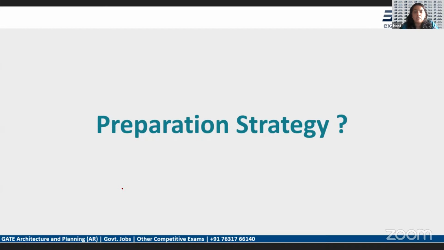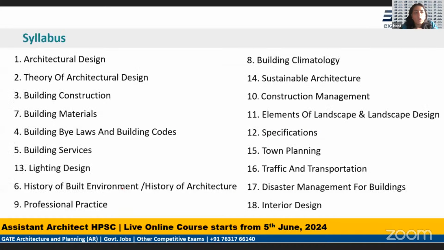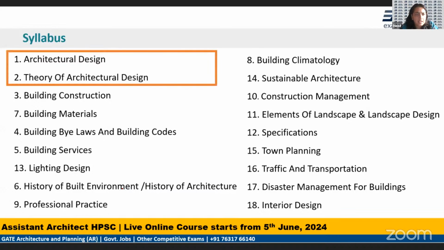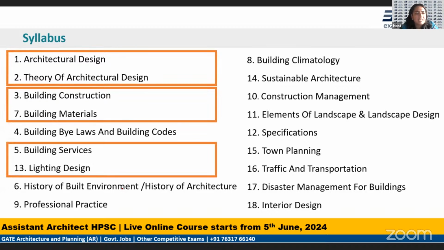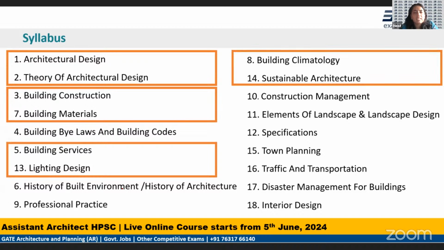If I look at the entire syllabus, it is more or less your entire 5 years of architecture put into one. Now, what should the approach be? What we can do is combine some subjects which are very close by, like for example, architectural design, theory of architectural design, building construction and materials, services, lighting design, climatology, sustainable architecture. We can combine them because they are anyways integrated and part of one, right?